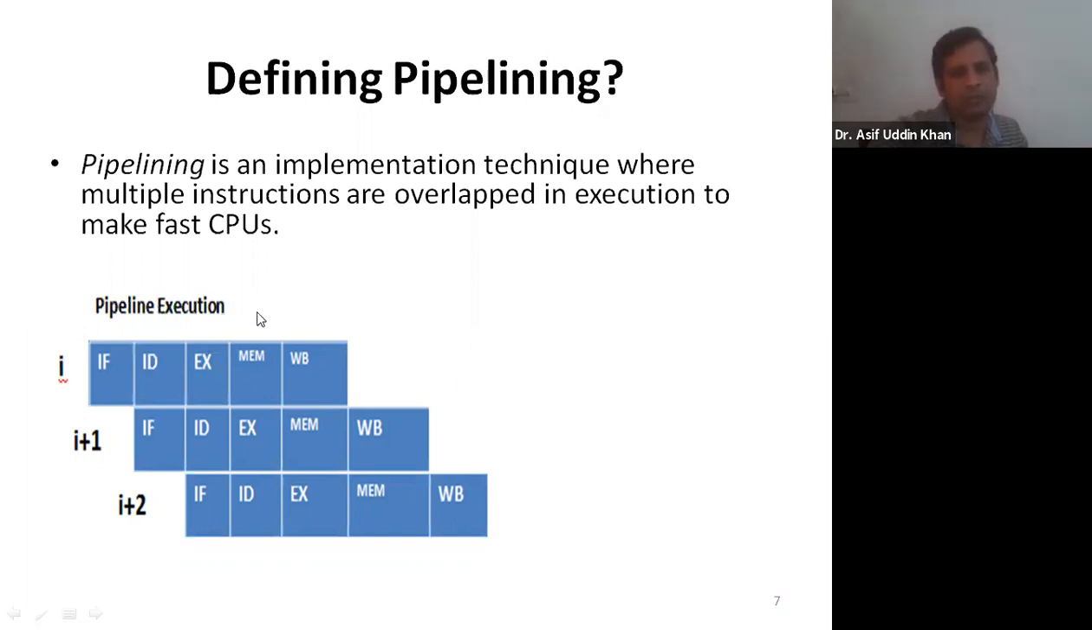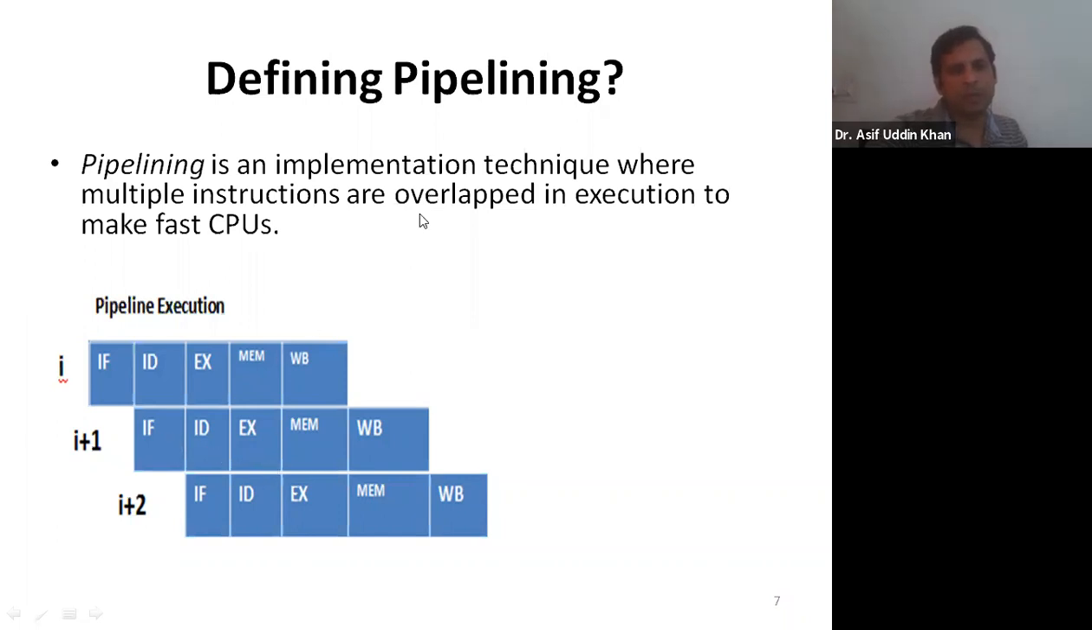So this is known as pipeline execution. Here you can see three instructions overlap in execution. They are overlapped in different phases or different stages. All these are known as stages of pipelining: IF stage, ID stage, EX stage, MEM stage, and WB stage.